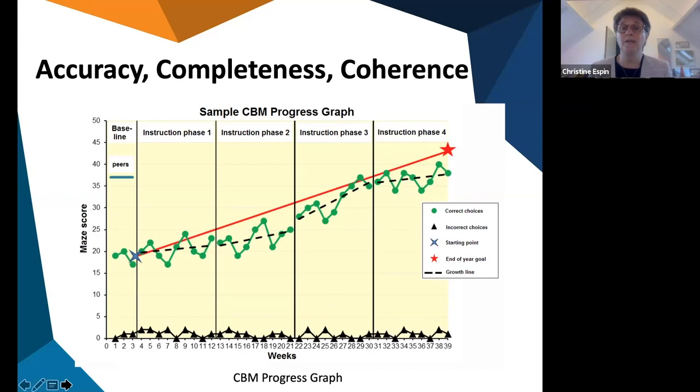Well, if you're actually using a CBM progress graph to make decisions, you first talk about how the graph is set up, what's on the x-axis and what's on the y-axis. What are the baseline data? Where does this student start compared to his or her peers? What is the goal? So what goal did the teacher set for the student?